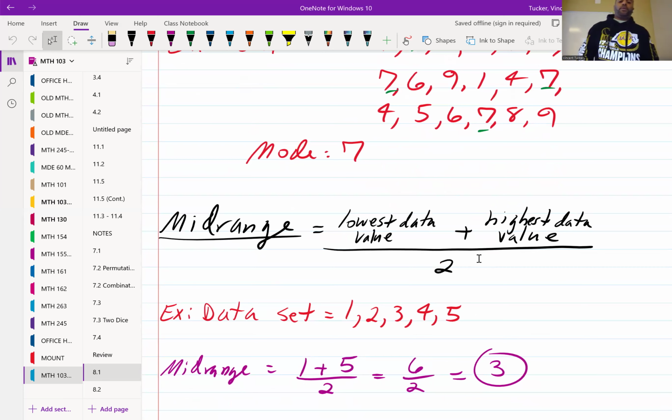So my data set is 1 through 5. If I want to find the mid-range, I take the 1 and the 5, lowest and highest value, add them together, divide by two. That gives me 3.